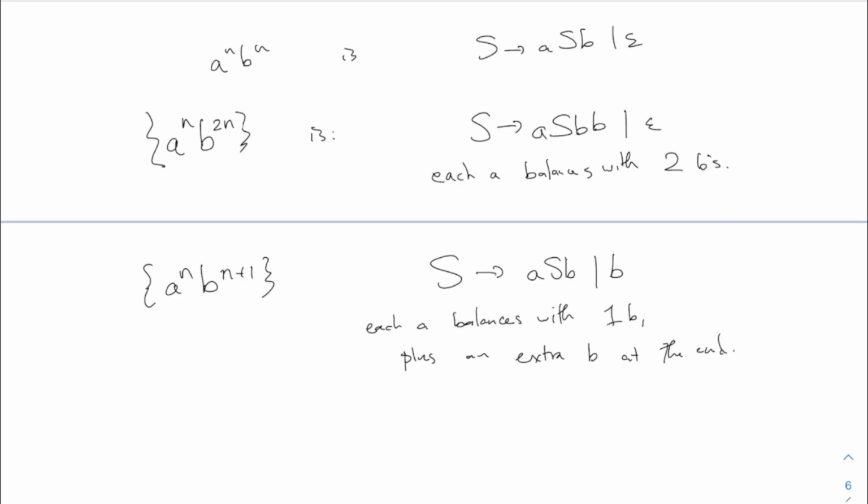I mean, at the end of the derivation, actually, it ends up going in the middle of the string, but that doesn't matter. All the B's are the same, right? Each A balances with one B, plus there's an extra B at the end. Okay, great. I got one more.